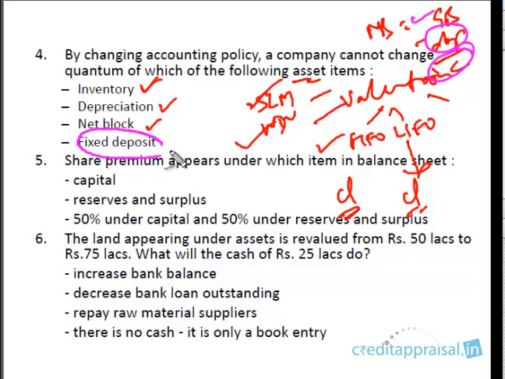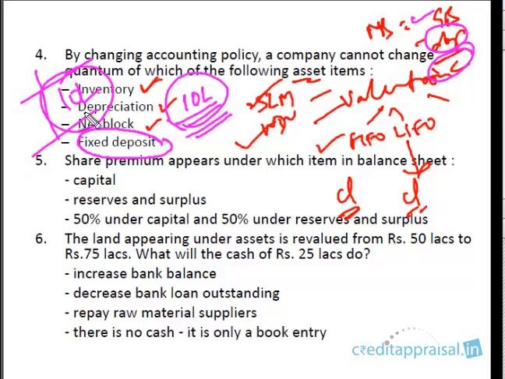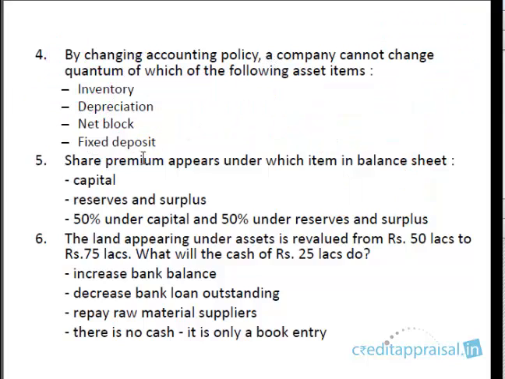See, a bank fixed deposit has got nothing to do with the accounting policy. For example, if the company has a deposit of 10 lakhs in a bank, it's going to be 10 lakhs irrespective of the accounting method. In any balance sheet, you are always going to show 10 lakhs. This fixed deposit under the assets is always going to be 10 lakhs. This has got nothing to do with the accounting policy. So the answer to this question is the fourth option, that is the fixed deposit, right?